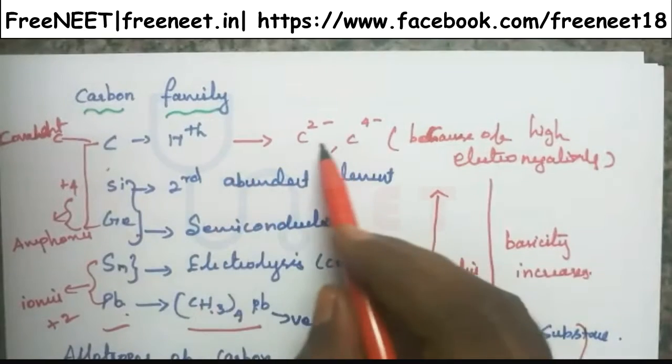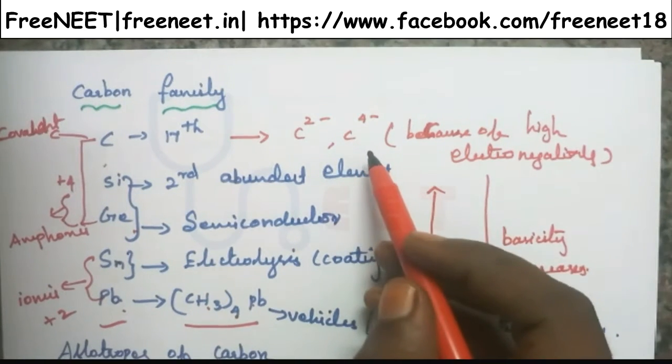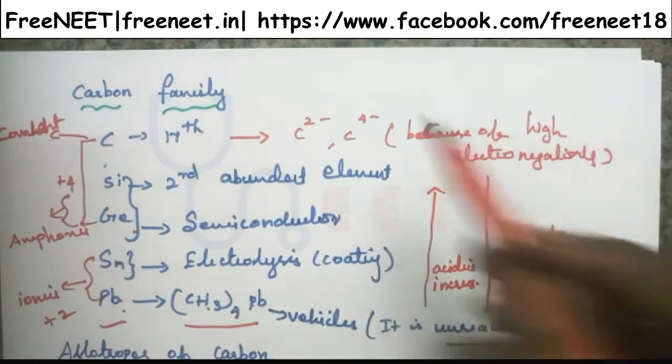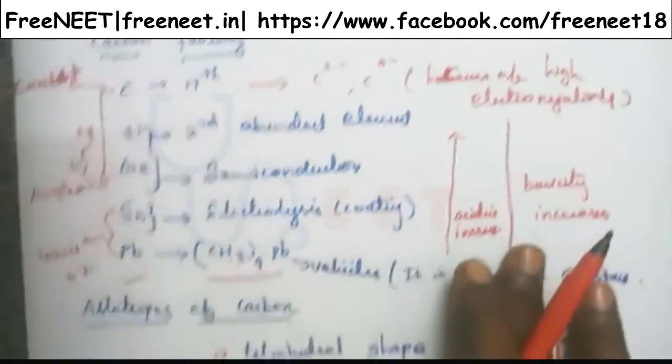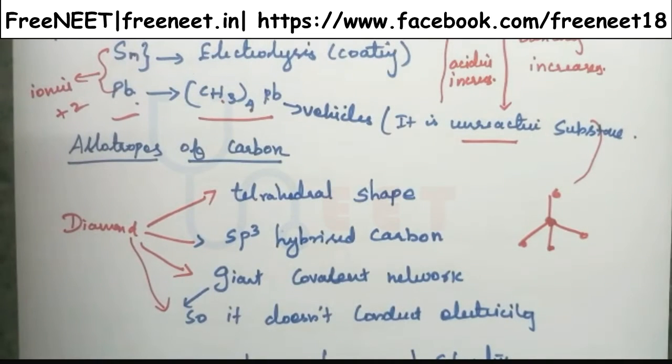Here carbon forms carbon 2 minus as well as carbon 4 minus compounds because of its high electronegativity. Then allotropes of carbon. So what do we mean by allotropes? Different structures of carbon are also called allotropes.